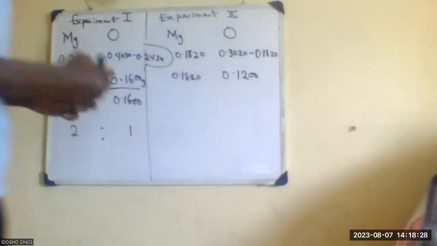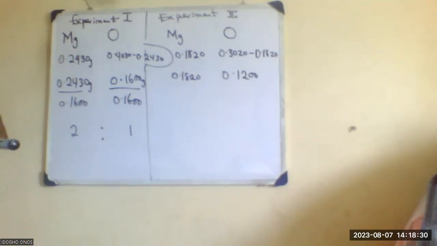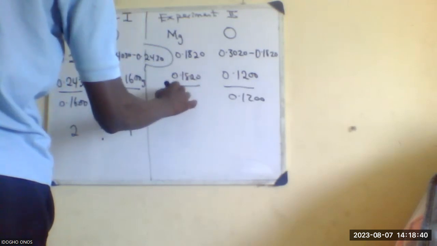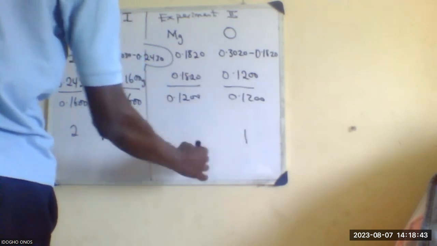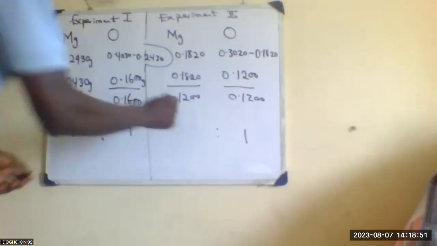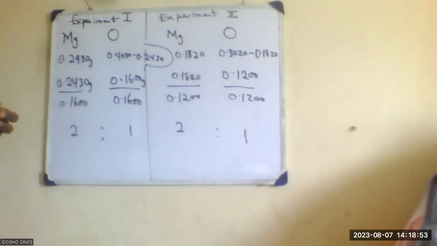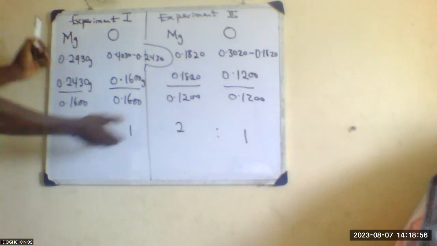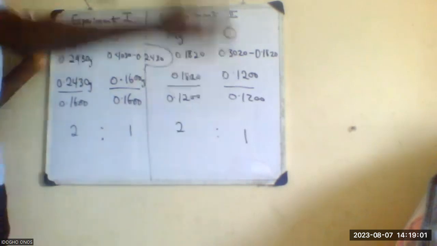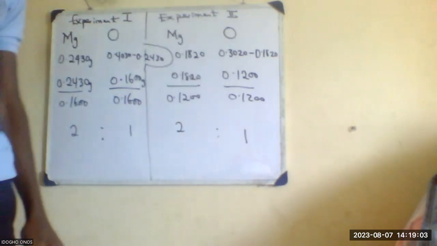0.1200. Okay, so we divide again by the smallest, 0.1200. This should give me 1. Divide this, what do we have? 2, to the nearest whole number. Since in experiments 1 and 2 the ratios are the same, it is in accordance with that law. That is just the answer.